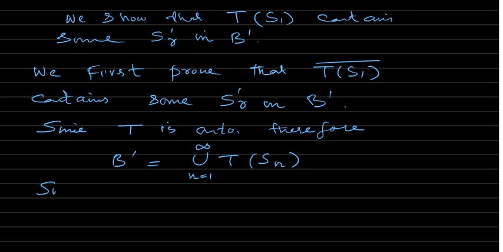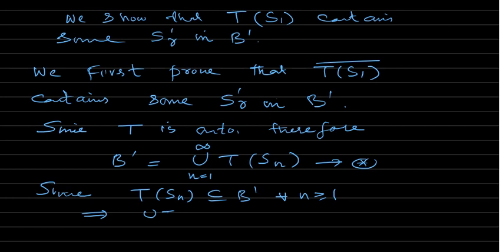So let's prove this star, since T of S_n is always contained in B dash for all n greater or equal to 1. So this means the union of TS_n, n runs from 1 to infinity, that's simple है. This one is contained in B dash. आपको एक्चुअली कन्वर्स प्रूव करना है. कन्वर्स के लिए आपको ऑन टू का यूज़ करना है, क्योंकि आपने बता दिया यहाँ पर since T is onto, therefore this B dash is equal to this, इसकी ऑन टू प्रॉपर्टी का यूज़ हो रहा है.